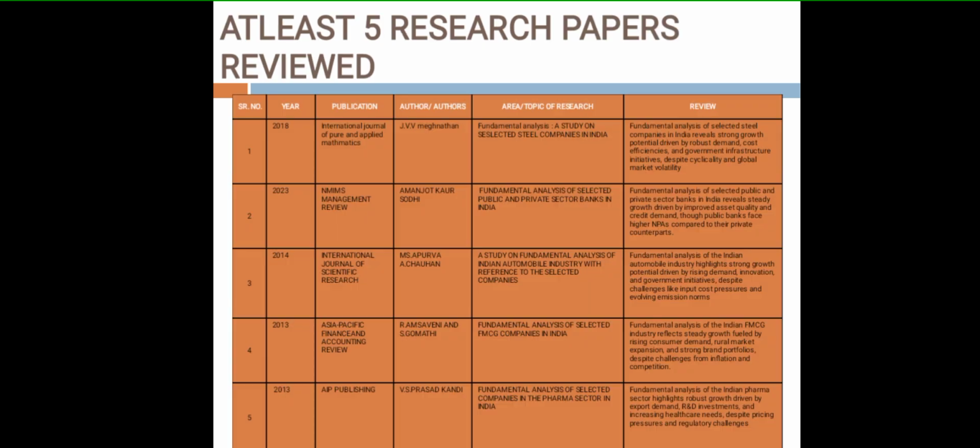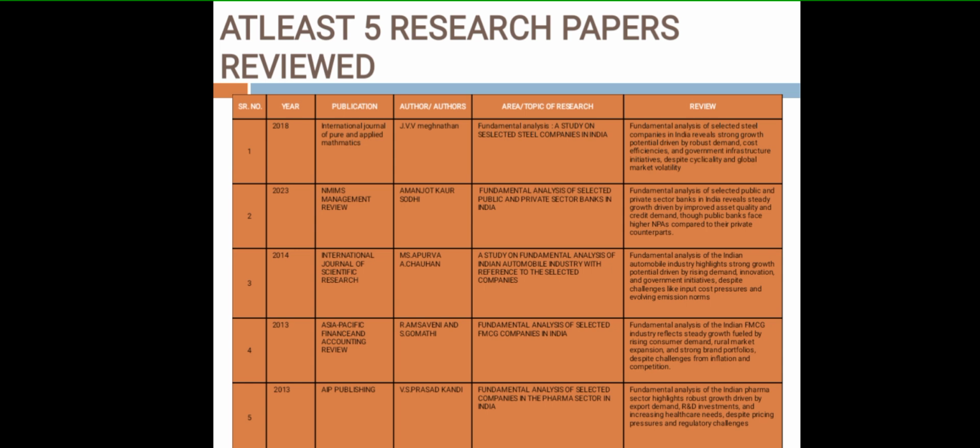Okay, next is research papers, that is, their area, research topics, which author wrote them, and the publication of the research topics. So there are five research papers related to fundamental analysis of steel industry and different industries like pharmaceutical, public and private sector banks, and FMCG, etc.